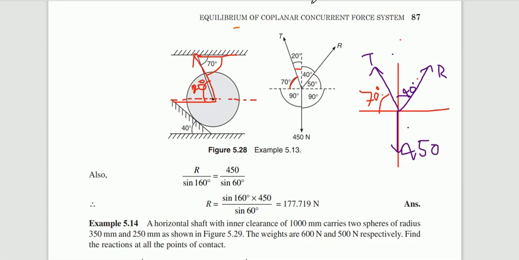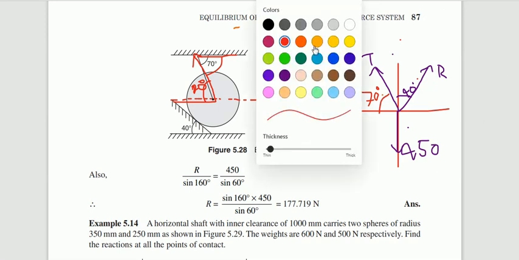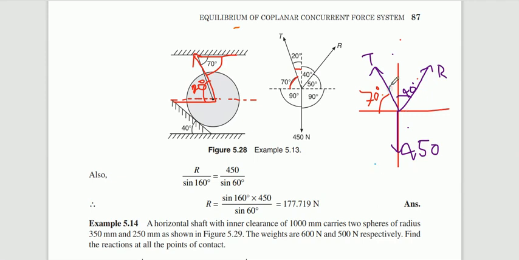Yes, ma'am. Okay. So now after that you just find out the remaining angles. This is 90 minus 70, this is 20. And this is 90. We know that this is 90, and this is 40. 90 minus 40, this is 50. So now all the angles we know, just apply Lami's theorem here. That is T divided by sine of 90 plus 50 and R divided by sine of 90 plus 70, opposite angles. Just by applying that you are going to find out the R and T values.